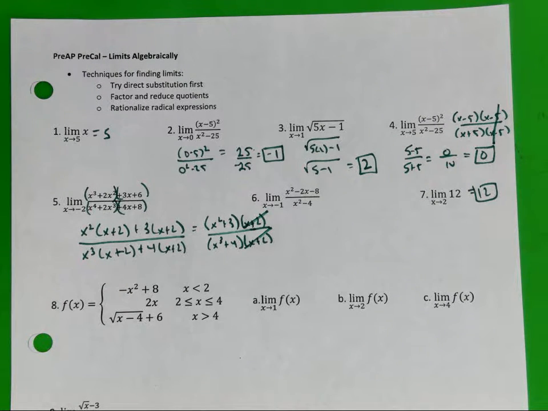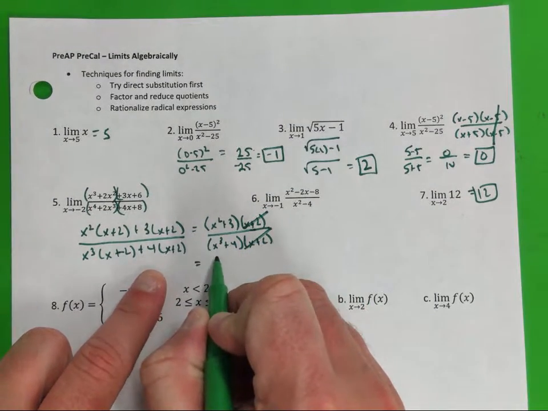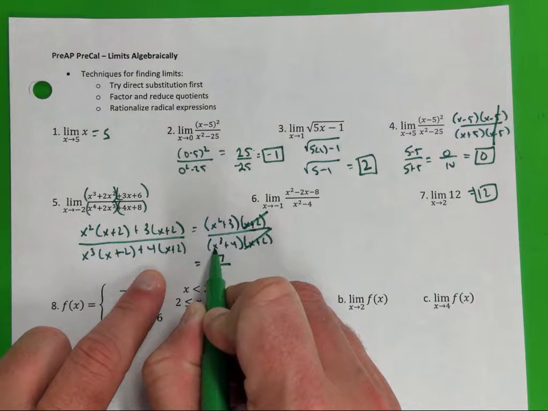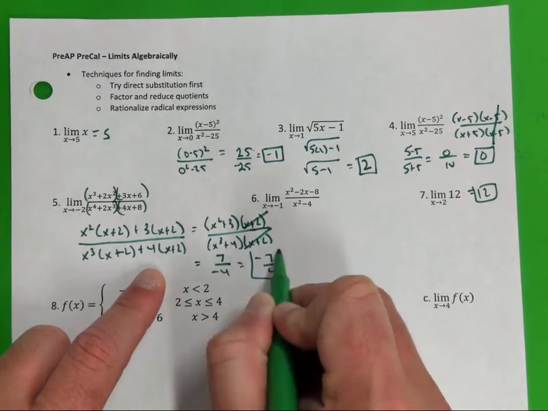Alright, now let's go back to direct substitution, see if it works. I'm going to take that negative 2 and plug it in the denominator. Negative 2 cubed is what? Negative 8 plus 4 is? So did I get 0? So can I do direct substitution now? Yes. So now I'm going to plug that negative 2 in. Negative 2 squared is 4. 4 plus 3 is 7. Negative 2 cubed is negative 8 plus 4 is negative 4. So it's negative 7/4 is your answer.